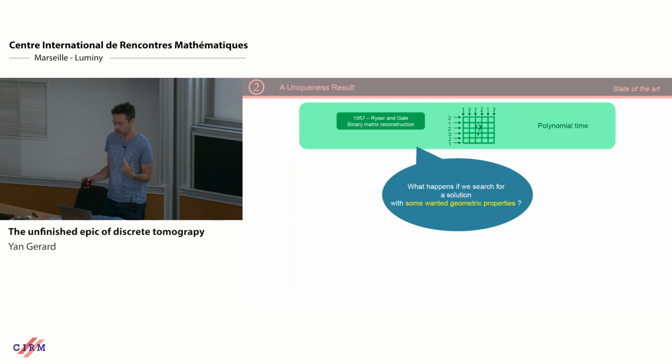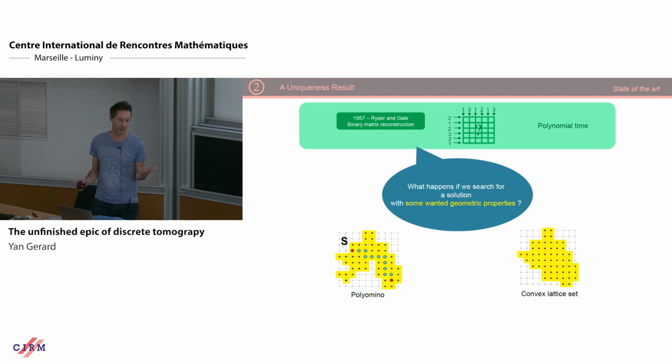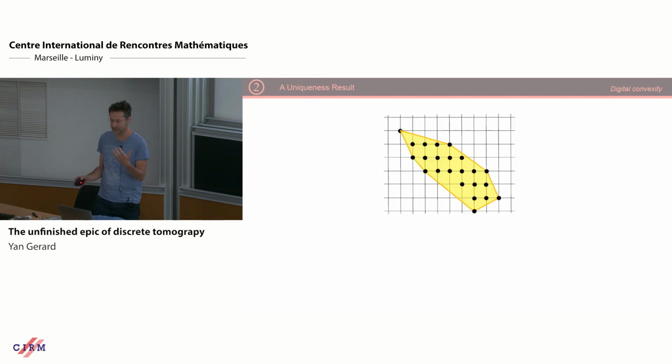And then people think, okay, but what happens if I want a solution, a set of points, which has some geometric properties? Then the geometric properties that you can ask for could be to be connected, for instance, or to be convex. And I'm going to focus on convexity. What happens if I request my solution to be convex? And in particular, digital convex.